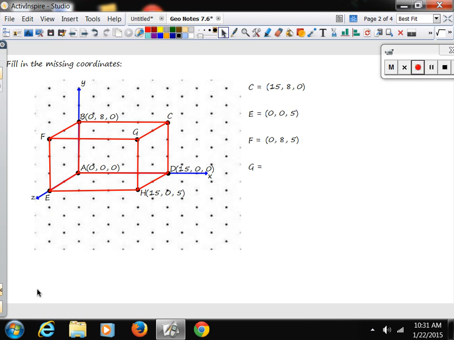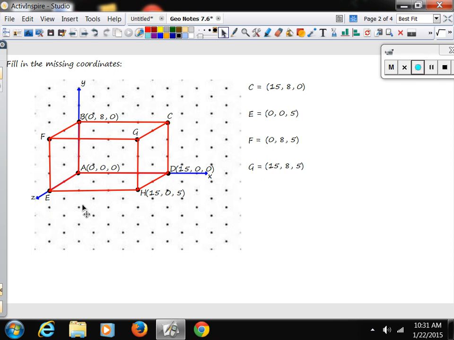G is the farthest point away from the A, the origin. How would I get to that point? I need 3 moves. I gotta go 15 out, I gotta go 8 up, and I gotta go 5 out. So yeah, 15, 8, and 5 would be your point for point G.